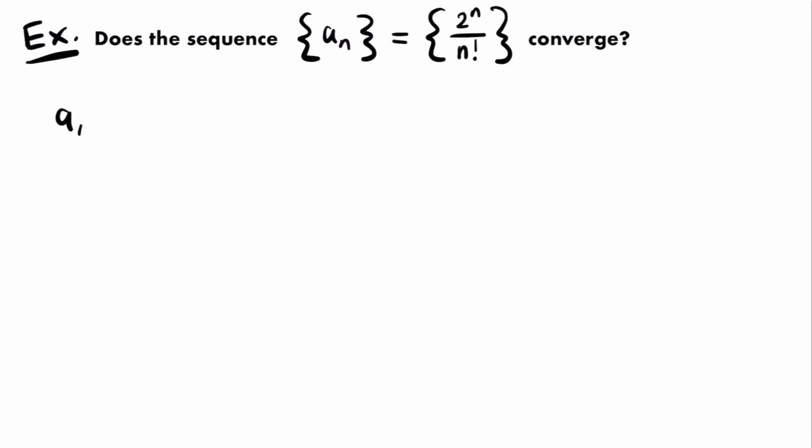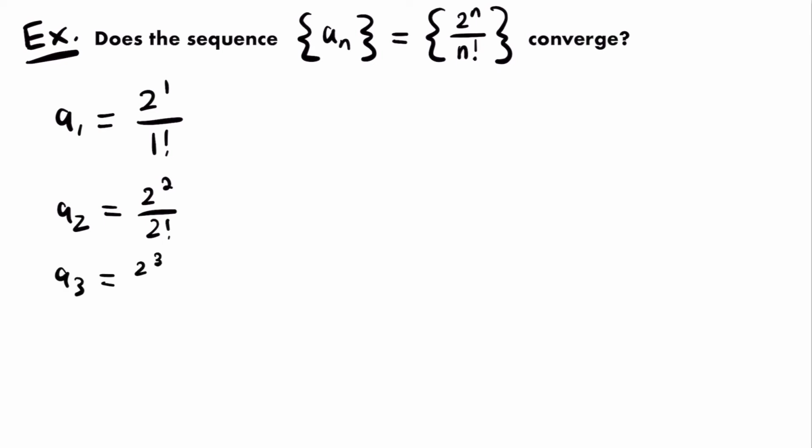We know that a sub 1 is going to be equal to 2 to the power of 1 divided by 1 factorial. A sub 2 will be equal to 2 to the power of 2, or 2 squared, divided by 2 factorial. A sub 3 will be equal to 2 cubed divided by 3 factorial. A sub 4 will be equal to 2 to the 4th power divided by 4 factorial. And then let's do one more. A sub 5 will be equal to 2 to the 5th power divided by 5 factorial.